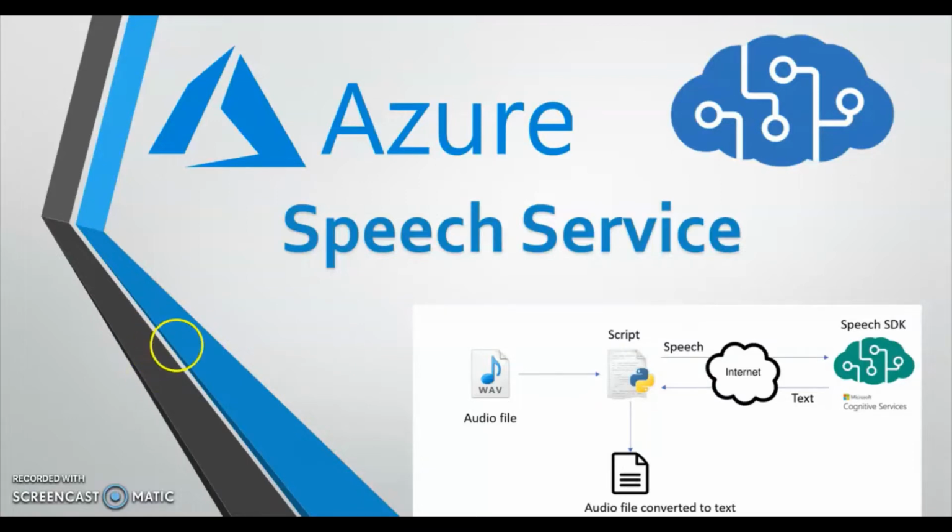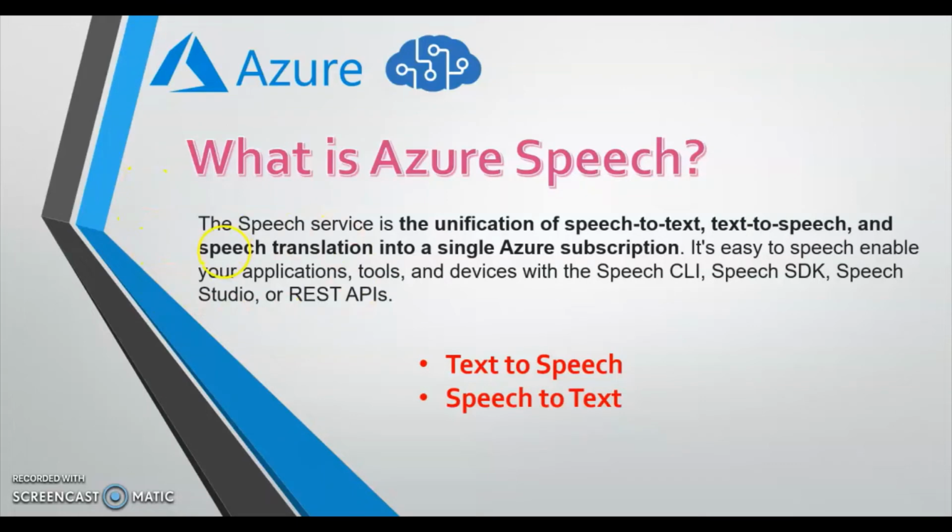In this session, we are going to use Azure Speech Service to convert text to speech and speech to text using Azure services. So, what is Azure Speech Service? The speech service is a unification of speech to text, text to speech, and speech translation into a single Azure subscription. It's easy to speech enable your application, tools, and devices with Speech CLI, Speech SDK, Speech Studio, or REST API. So we are going to see two kinds: one is text to speech and the other is speech to text. For that, we need to go to our Azure portal.